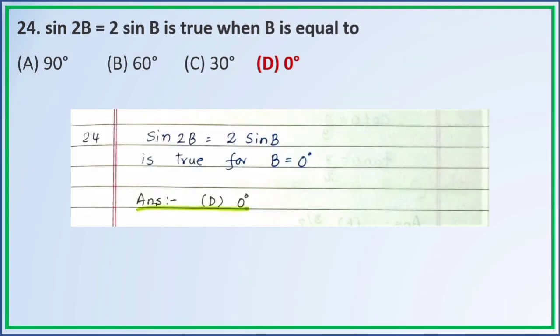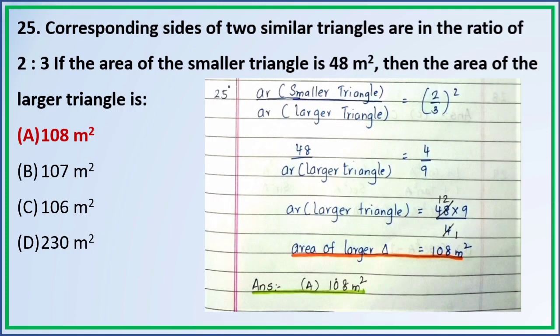Question number 24, sin 2b equals 2 times sin b is true when the value of b is? For this kind of question, substitute the values of the options and check whether LHS and RHS will be equal. For 90 degrees, LHS and RHS will not be equal. For 60 degrees also, LHS and RHS will not be equal. It is true only when b equals 0 degrees.